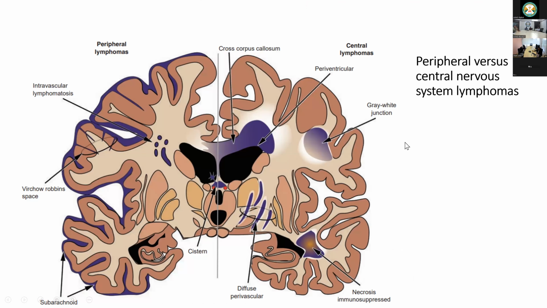Now, lymphomas can be primary and secondary. The primary lymphomas have a periventricular location, or they can be in the gray-white matter junction, while in the case of peripheral lymphomas, they are located in the subarachnoid space or the Virchow-Robin space, or can have intravascular lymphomatosis.